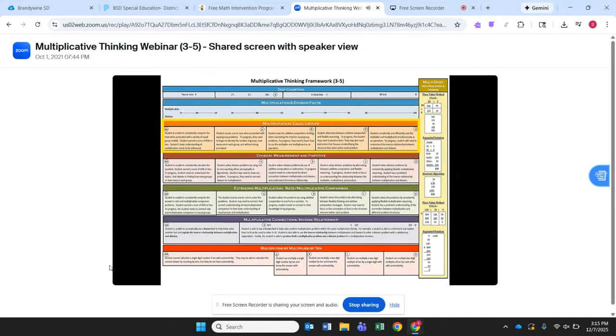Okay, so we're going to go through now the multiplication equal groups part. We'll be focusing right here. Remember, today we'll go through each one of these, and we'll get to see what students look like and what the questions look like, and this will help us understand what the different levels are.